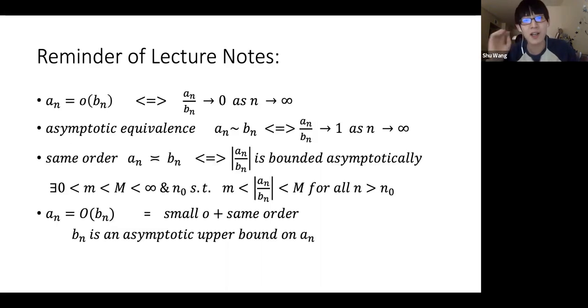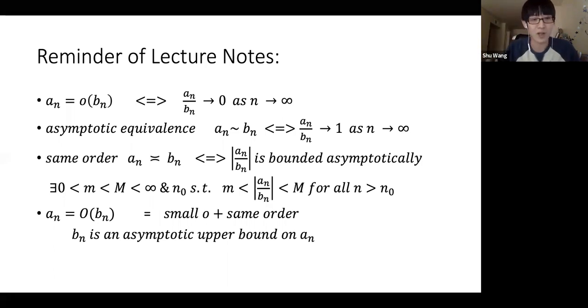Next slide, please. Okay, cool. So here is a reminder of the lecture notes. In the first lecture, we talked about asymptotic equivalence: if an is asymptotically equivalent to bn, that means the ratio of an over bn will converge to 1 as n goes to infinity. And we also talked about the same order. After that, we talked about the small o notation. If an equals small o of bn, that means the ratio of an over bn will converge to 0 as n goes to infinity.